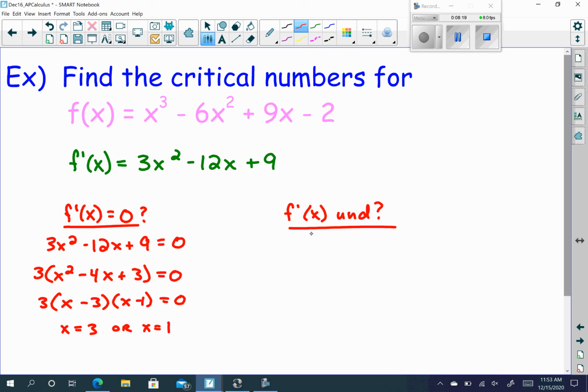Now over here, is f prime of x ever undefined? Well, this is a polynomial function. More specifically, it's a quadratic function. It's a parabola. So a parabola is never undefined. The domain here is all real numbers. So we're just going to put f prime of x is never undefined.